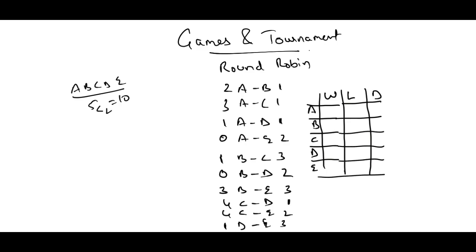Coming to A, the first match between A and B, A has won the match. Between A and C, again A has won the match. A and D had a tie, that is a draw, and A lost to E. That means A won two matches, lost one match and had a draw.